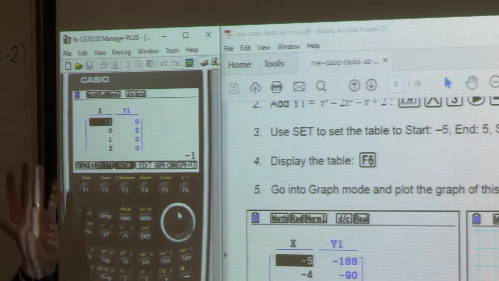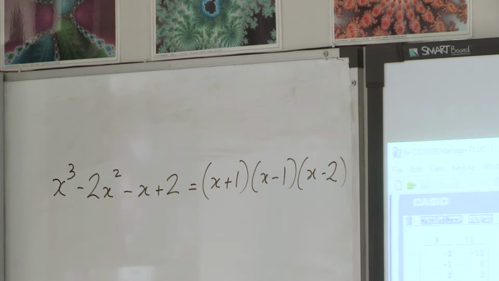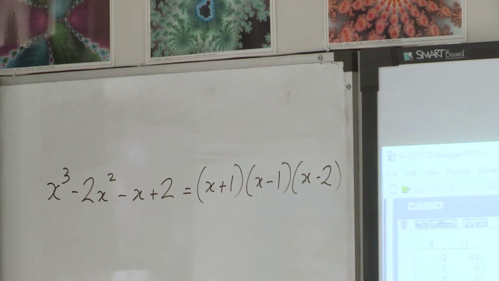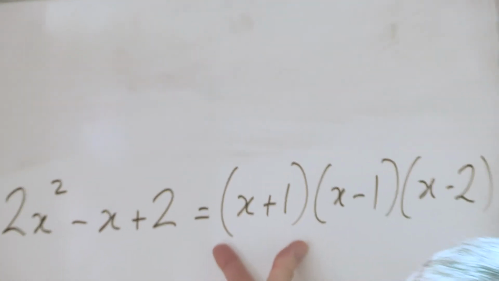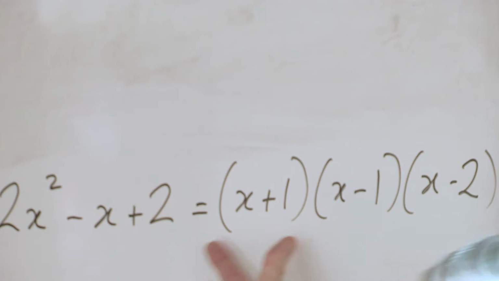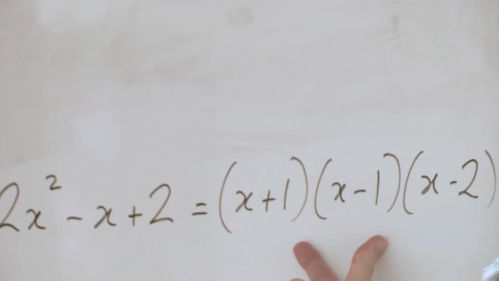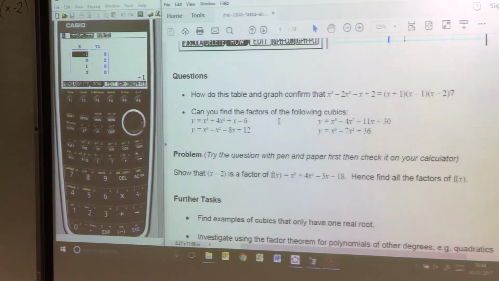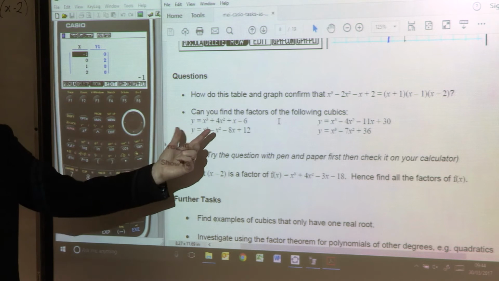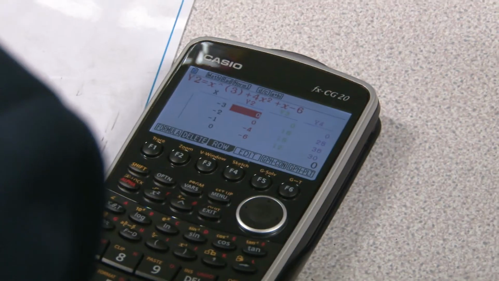Yeah. Good. Anybody else tie that in with this equation? Those x values are the solutions to each bracket equaling 0. So if x plus 1 equals 0, then x equals minus 1, this bracket plus 1, and x minus 2, plus 2. Would you now find the factors to factorise these following cubics?